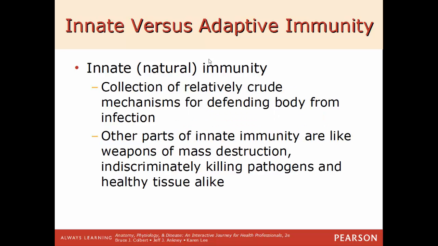This type of immunity is really a collection of relatively crude mechanisms for defending the body against infection. Some other parts of the natural immunity are similar to weapons of mass destruction. They indiscriminately kill pathogens and healthy tissue alike. If there's anything that's even slightly foreign, they are all taken out all at once without trying to target specific things that are making you sick.